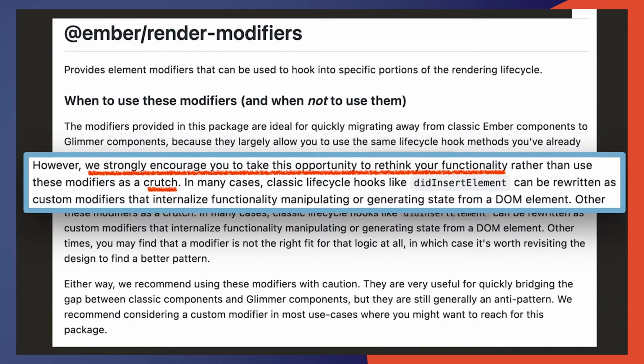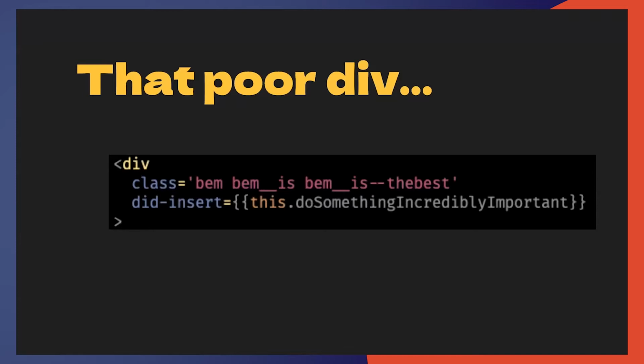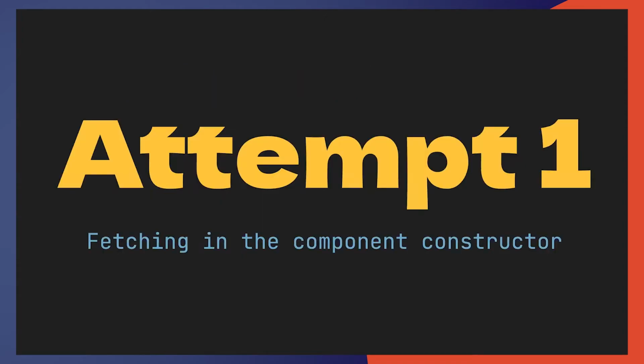And so I started thinking about modifiers and I started wondering, is this really where I want to be kicking off network requests? Because if you really think about it, that poor div is doing a whole lot of work, and it is just a div. It has nothing to do with whatever incredibly important thing we need to kick off on the network. So I started heading into the wonderful world of creating fetches inside the components.